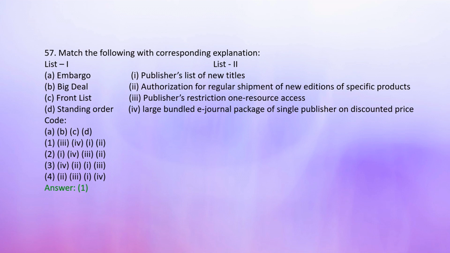And correct answer is 1. A, embargo goes on publisher's restriction of resource access. B, big deal goes on large bundled e-journal package of single publisher on discounted price. C, front list goes on publisher's list of new titles, and standing order goes on authorization for regular shipment of new editions of specific products.